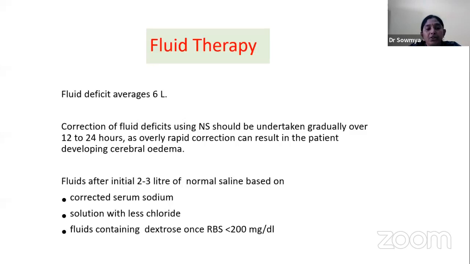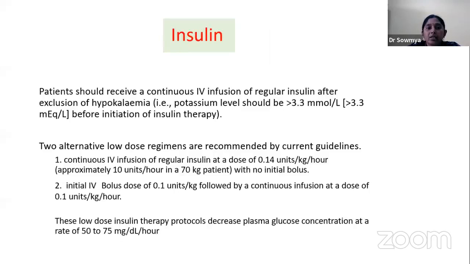So after giving the initial 2 to 3 liters of normal saline, the choice of fluid depends on the corrected serum sodium. If the corrected serum sodium is very high, instead of normal saline, we give half normal saline. And we usually prefer solutions with less chloride to avoid hyperchloremic acidosis. And we change to fluids containing dextrose once the RBS is less than 120 milligram per deciliter. So the fluid choice depends upon these conditions. So then, insulin correction.